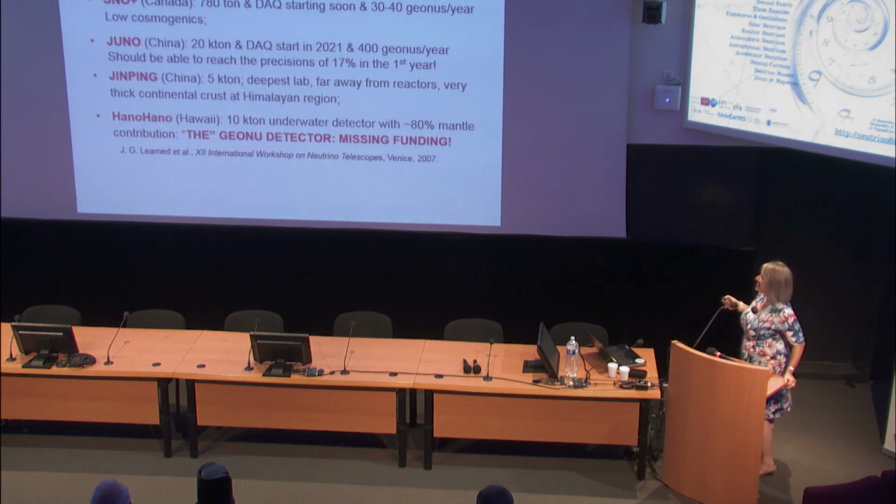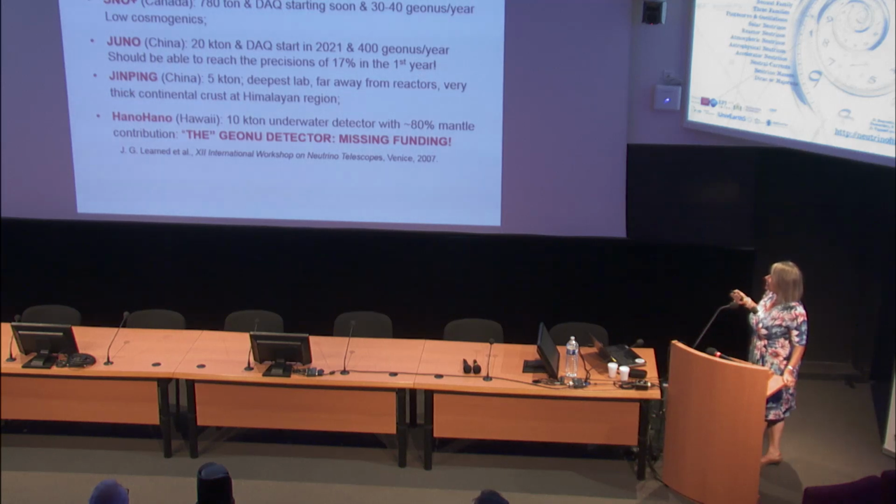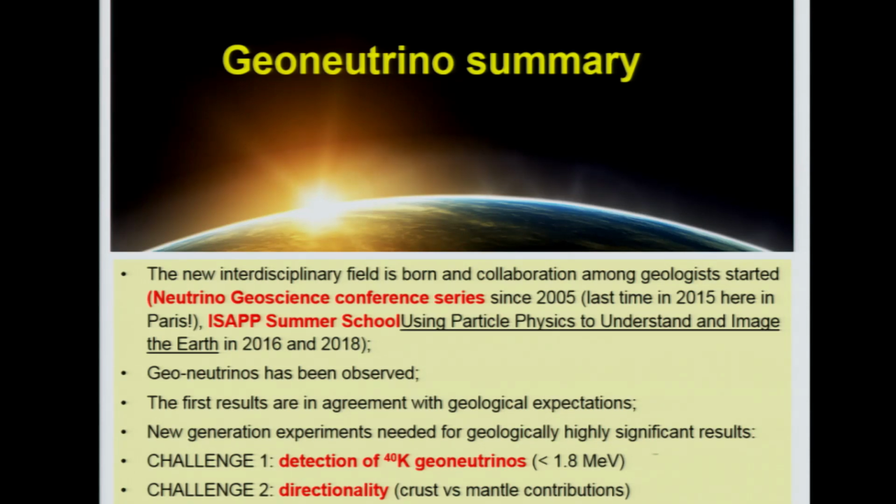My favorite is the son or daughter, let's say, of John Learned, the underwater detector Hano Hano. It was suggested with 10 kiloton, it would be movable, but why it would be the best one, in my opinion, is because it would measure almost directly the mantle contribution. The oceanic crust is simple, depleted in uranium and thorium. So with this, we would just measure the mantle contribution, but nobody wants to pay for it. That's the problem. So with this, I come to the geoneutrino summary.